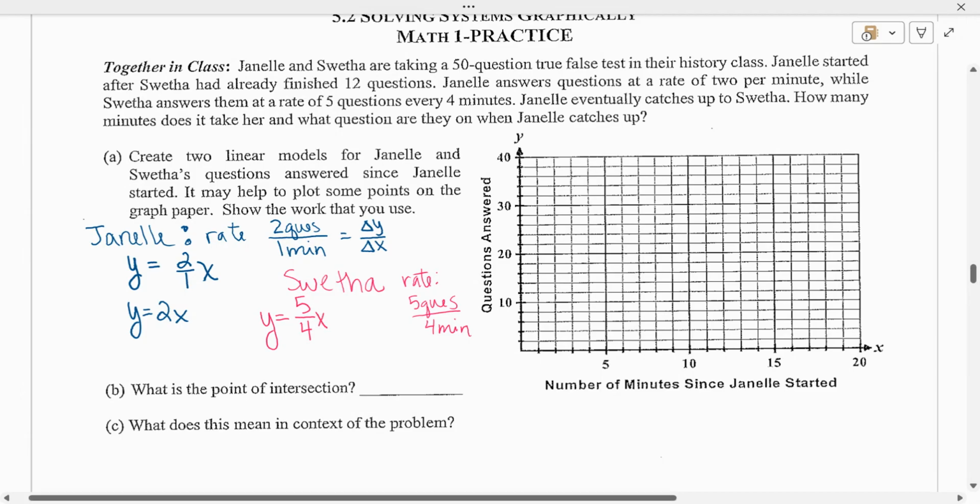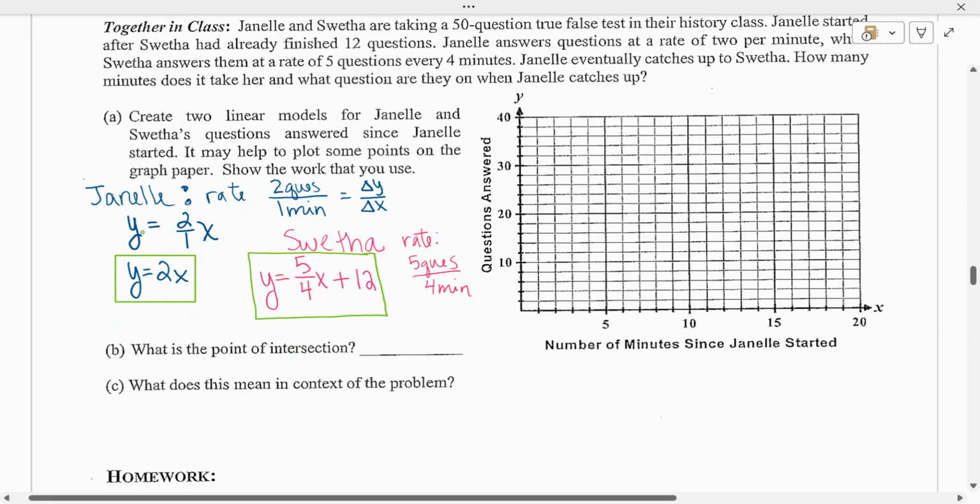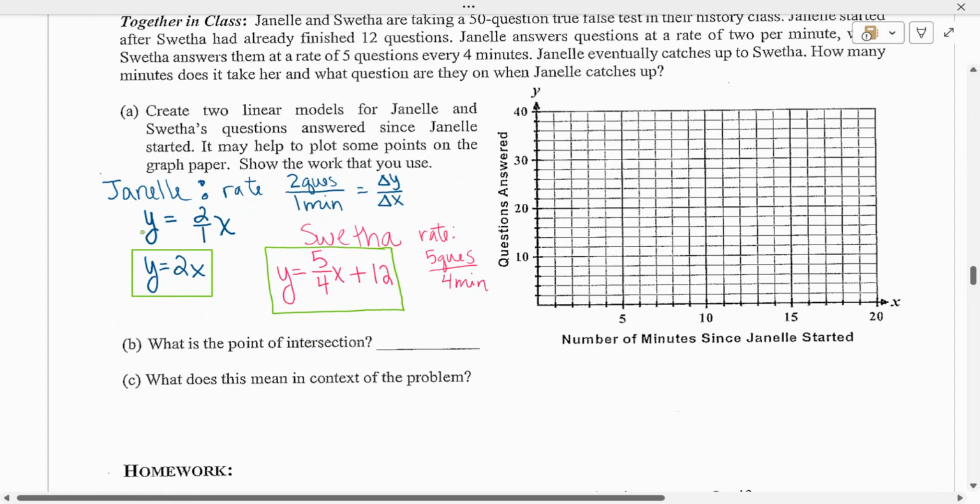But remember that Swetha had already finished how many questions? 12. She had already done 12 questions before Janelle started. So we actually have 2 equations to graph. So let's start with the y equals 2x. That one should be pretty easy.